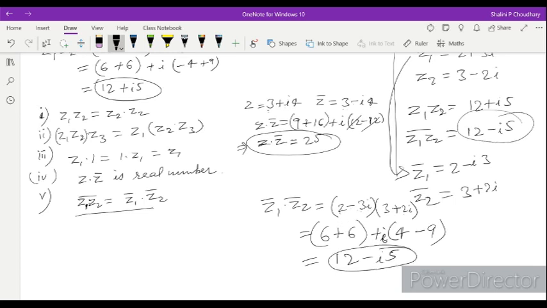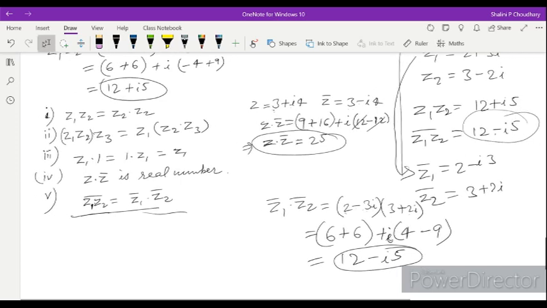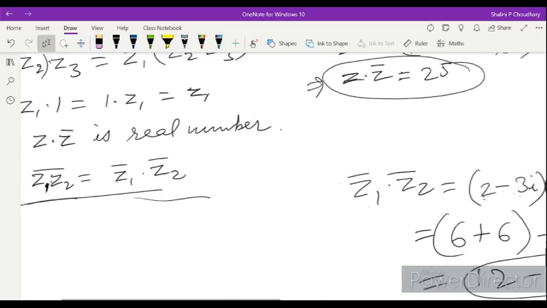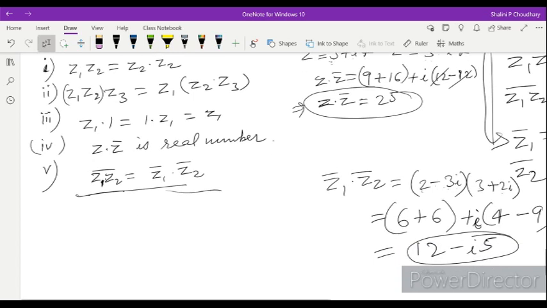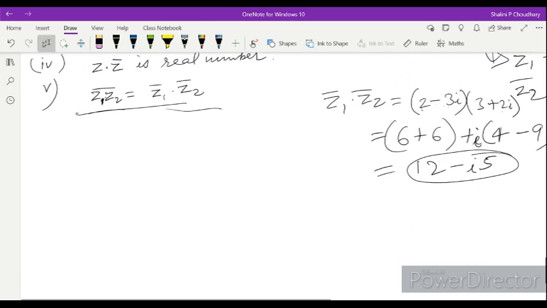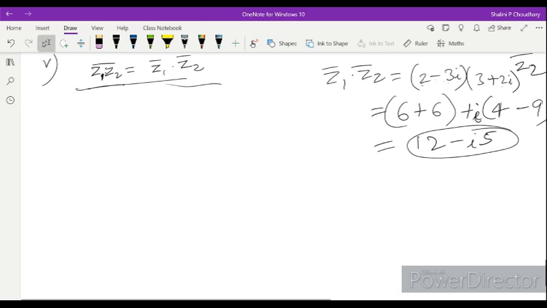So are we getting the value or not? So these two values are same. It means z1 z2 का bar will be equal to z1 bar into z2 bar. ठीक है? So this is verified. Now what we have to do? Now the next thing that we are going to discuss is division. So once we have done with the multiplication, okay, we'll do one sum.